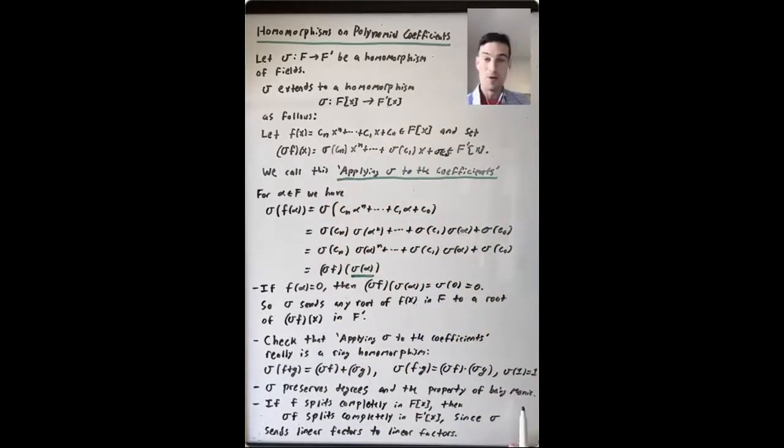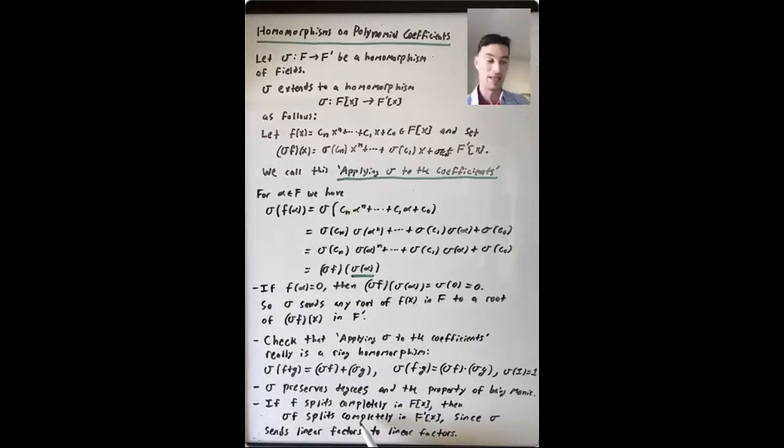All right, so what do we know? If f splits completely in F bracket x, then what happens when you apply sigma to the coefficients? Well, sigma sends linear factors to linear factors. So the factorization that you have in F bracket x is going to be preserved by applying sigma to the coefficients. So sigma of f is going to split completely in F prime bracket x as well. Again, I'll leave you to think about the details here, but polynomials that split completely get sent to polynomials that split completely.